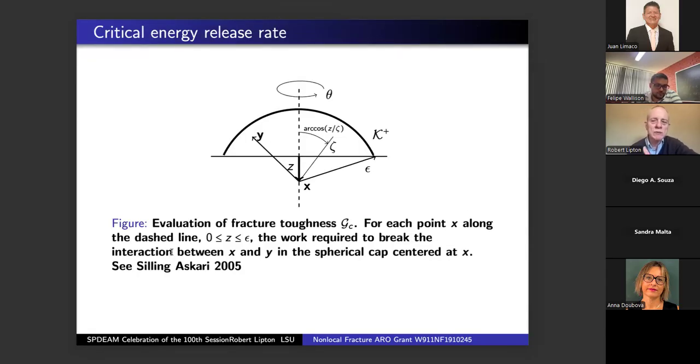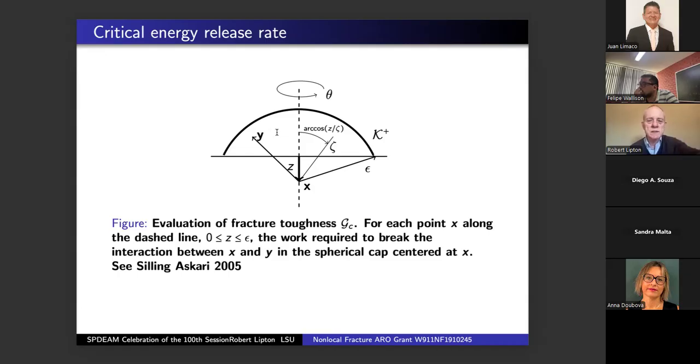So what we're able to do then is compute what is a common quantity in fracture mechanics called the critical energy release rate. It's the energy required to break all bonds, or have the force go to zero, between points above a horizontal crack and below a horizontal crack. So in this picture, this line is a horizontal crack. This is above the crack. This is a point x below the crack, and I want to break bonds to any point above the crack within this horizon.